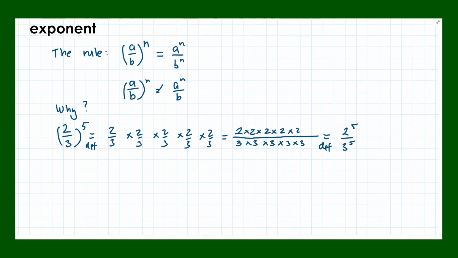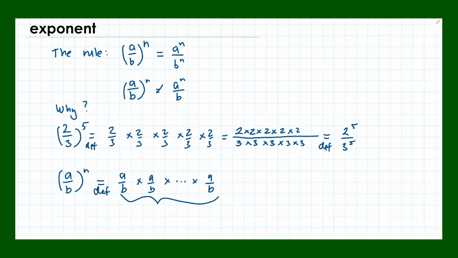Let's move on and try to do the same thing, but in this case, look at letters instead of specific numbers. So the formal proof goes like this. Again, we use the definition and we're just going to multiply a over b by a over b by a over b, n times. Okay, use the rules of multiplication when it comes to fractions, and then we can replace the numerator as a multiplied by itself and the denominator as b multiplied by itself.